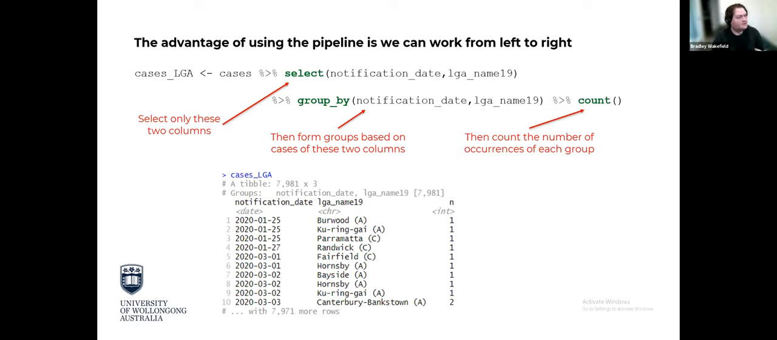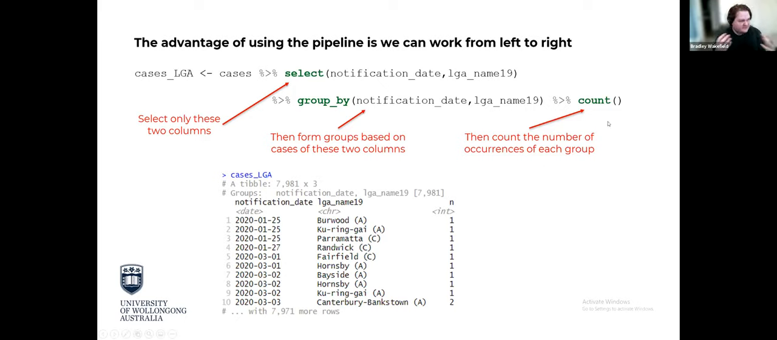I can do multiple operations on the same data set, just using this pipeline operator, by going one after the other after the other. So in this case, I'm extracting a data set of local government areas, so how many cases appeared in each local government area on a particular date. So I'm going to start with my original data set. I'm going to select only these two columns because they're the two columns I'm interested in. I'm going to group by these two columns, which means that I'm telling R that I'm interested in distinct cases of notification date and LGA name. So for each date and for each LGA name up here, I'm going to treat that as a separate entity within the data set. And then I'm going to count.